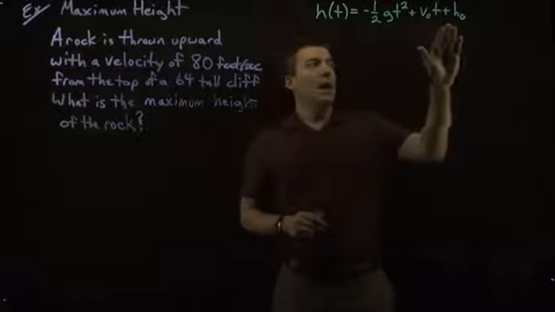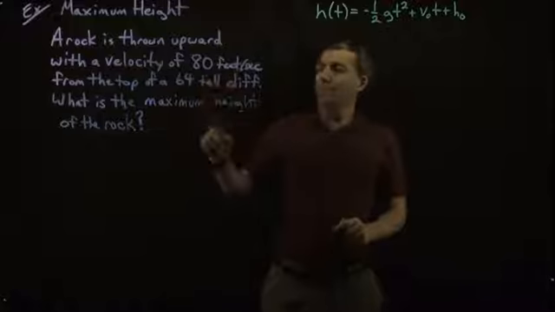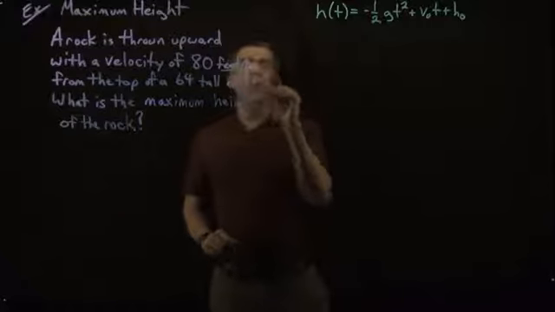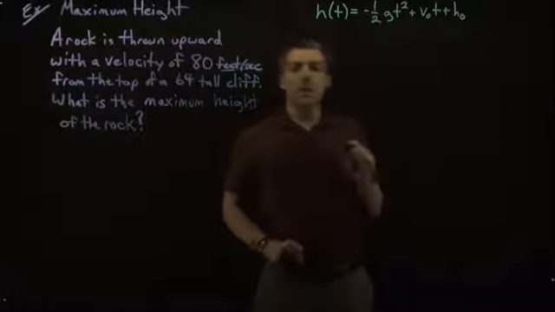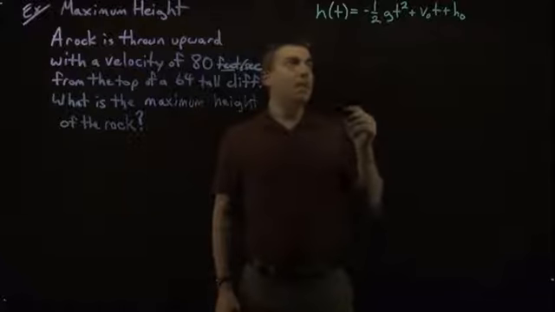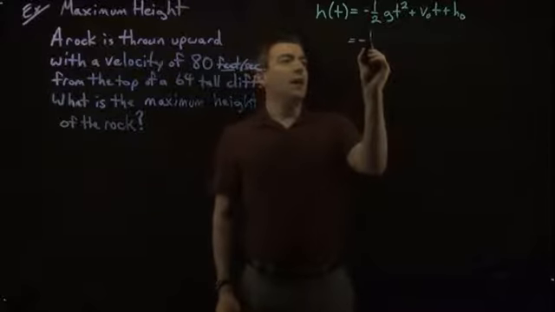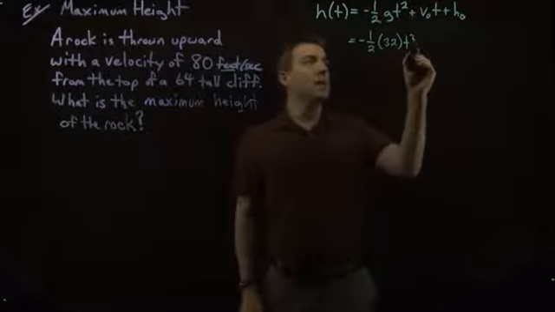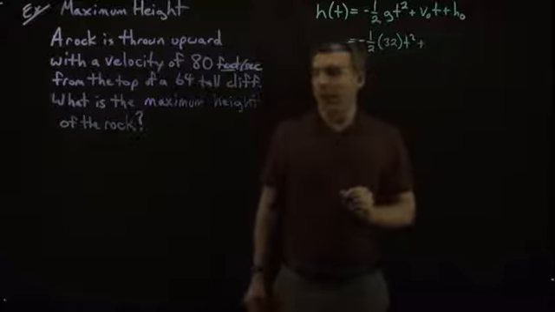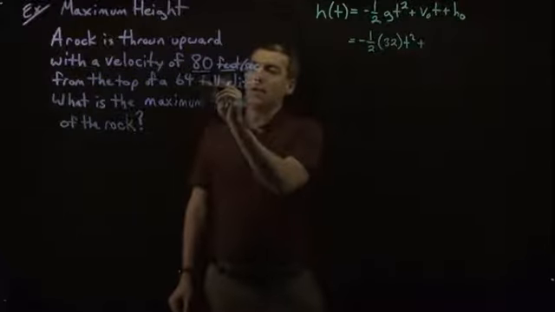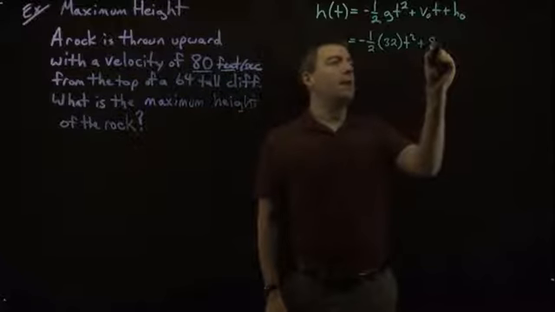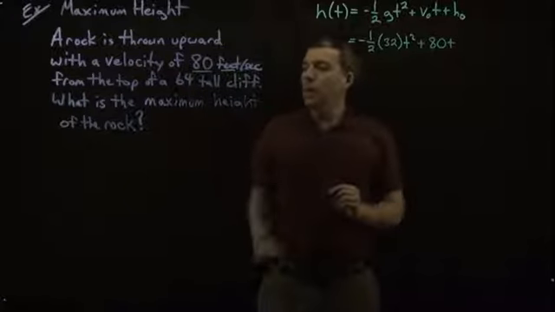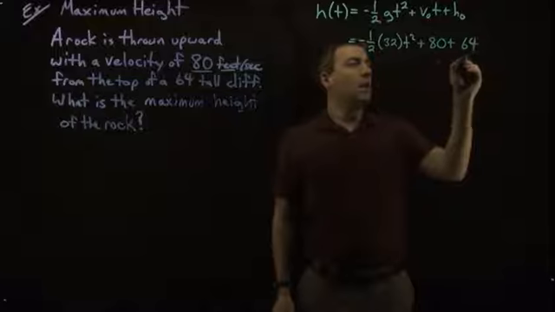Now we can fill out this equation for this particular problem. First off, we're in feet, and the gravity for feet is 32 feet per second squared. So let's put that in. Negative 1/2 times 32 t squared. V naught is the initial vertical velocity. That is 80 feet per second, so we'll have 80 t. And then h naught is the initial height. So the object is 64 feet in the air to begin with.